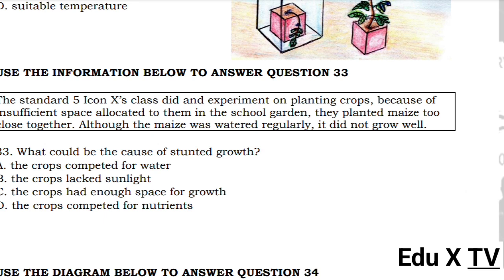Use the information below to answer question 33. The Standard 5 class did an experiment on planting crops because of insufficient space allocated to them in the school garden. They planted maize too close together. Although the maize was watered regularly, it did not grow well. Number 33. What could be the cause of stunted growth? The answer is A.